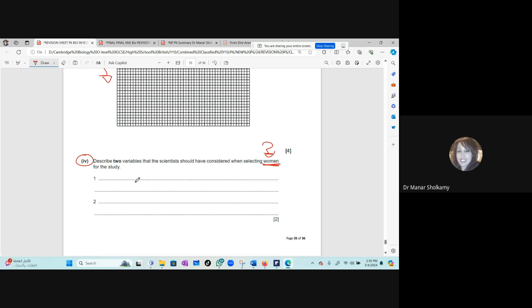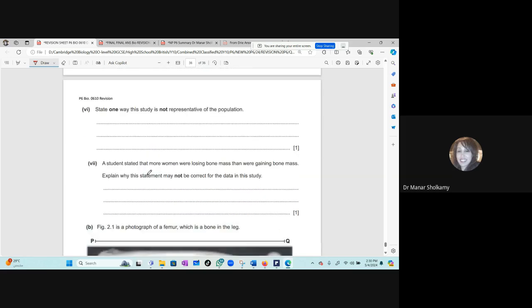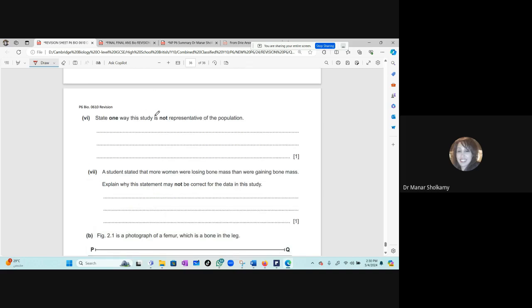Okay, this was a nice one. When you choose women for any investigation, of course, you will not choose a woman that is pregnant or breastfeeding. Okay, so put this in mind. This was also new. State one way this study is not representative. Now they twisted the question. They took a small sample and now they're asking you, why is it not representative of the population?